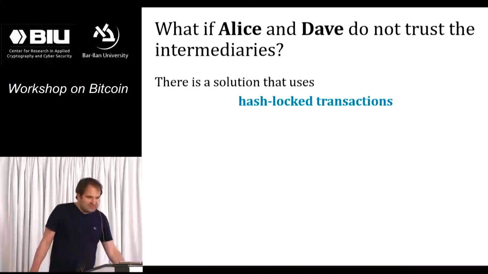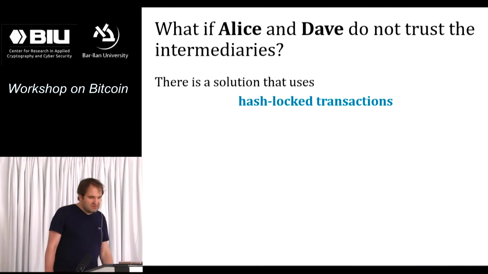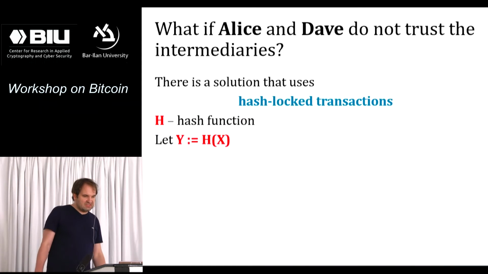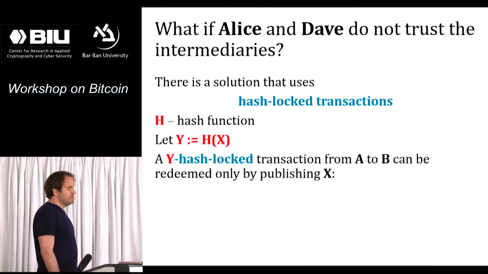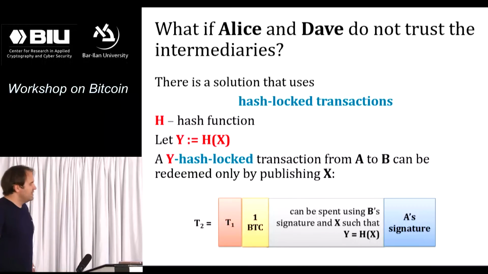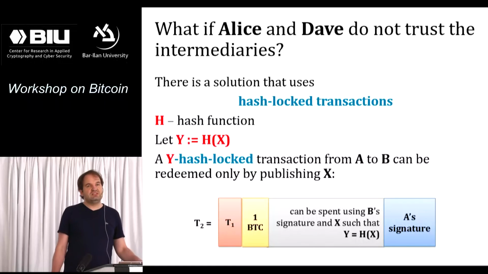Okay, so how to do it, and I'm not going to go into details here, but I'm just going to tell you what is used here. So we use this thing called a hash lock transaction. We have a hash function, and let y be equal to hash of x, and a y hash lock transaction from A to B can be redeemed only by publishing x. So basically, you remember this example which I had with the factorization, okay? So this is almost the same.